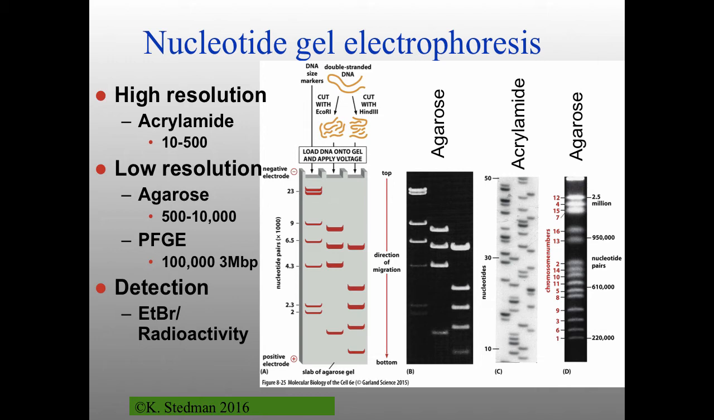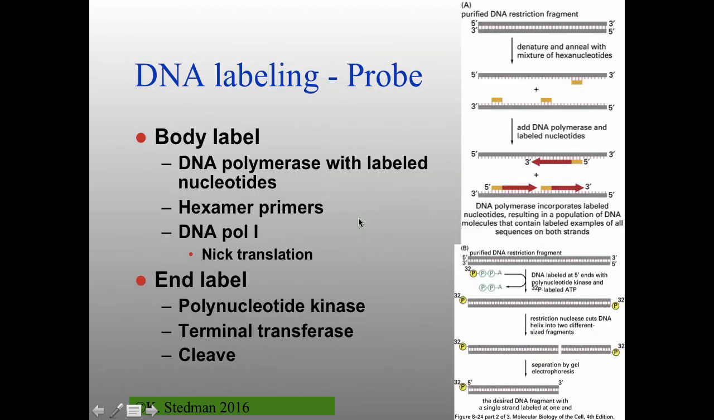So this is your electrophoresis. Detecting, in general, is either straight radioactivity, relabeling everything, or one of these stains which will fluoresce. However, a lot of the time you want to get a very specific DNA that has some kind of way you can detect it. And that's what's called the probe technique.